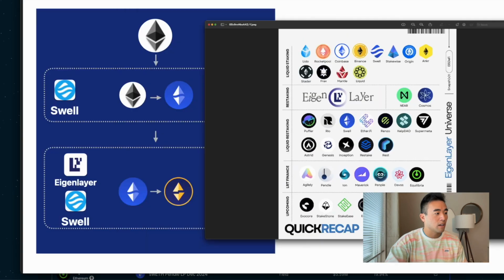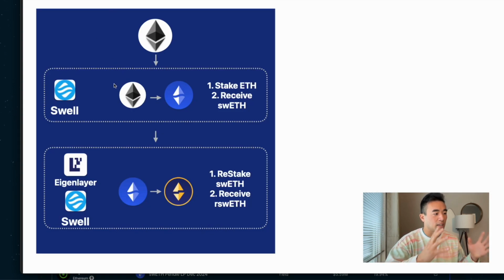So here, let's talk about the exact flow of funds as a recap. With Swell, you're going to be taking your ETH, you stake it, you receive SWETH. You can then take that SWETH, restake it, and receive RSWETH.